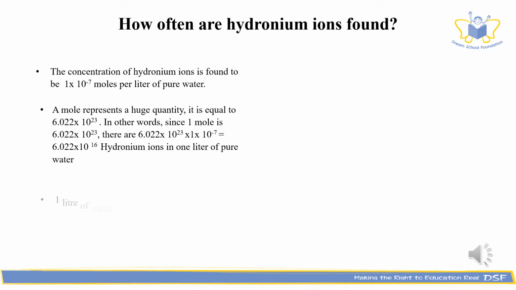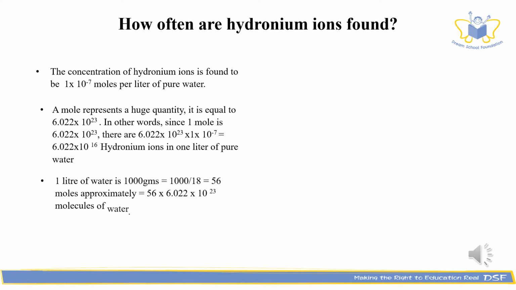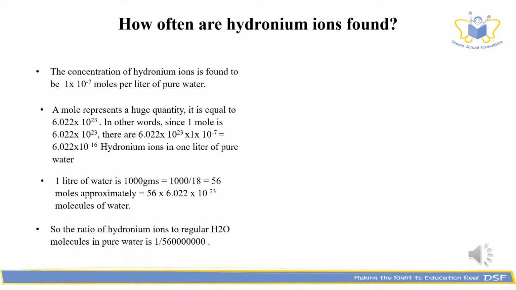1 liter of water is 1000 grams, which is equal to 1000 divided by 18, which is equal to 56 moles approximately. So the ratio of hydronium ions to regular water molecules in pure water is 1 divided by 56000000. So don't worry too much about these calculations. All you have to remember is that hydronium ions are found in very small quantities compared to water molecules in pure water.